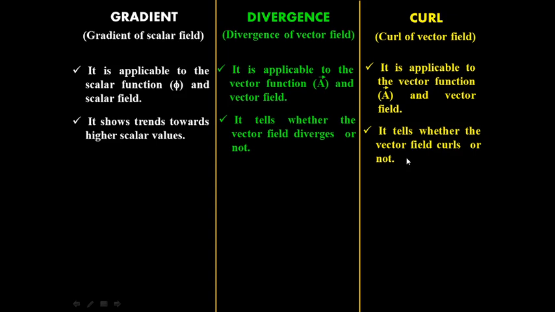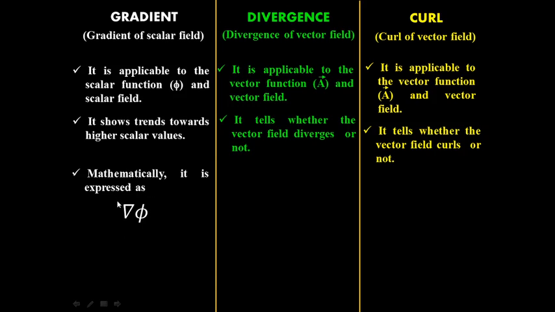Mathematically, gradient can be expressed as del phi, where phi is the scalar function and del is the del operator, also called the vector differential operator. So the gradient is expressed by del phi: the vector del operator acting on a scalar function, that is nothing but the gradient.